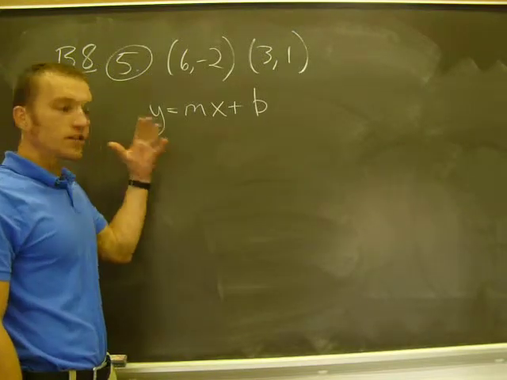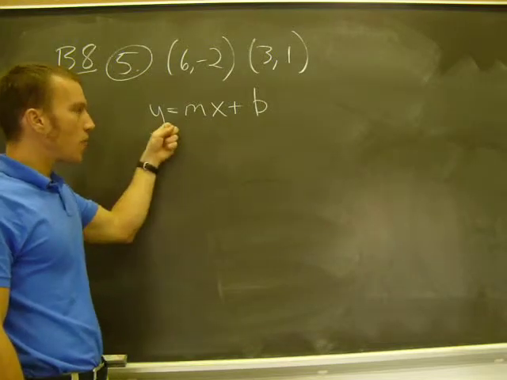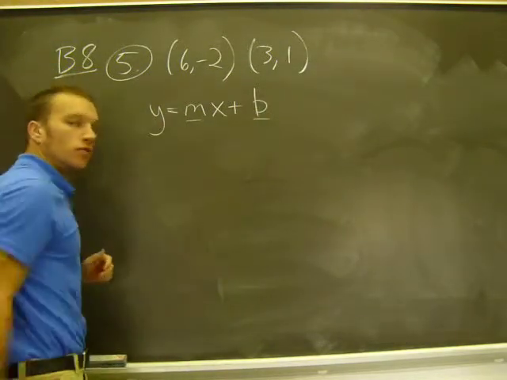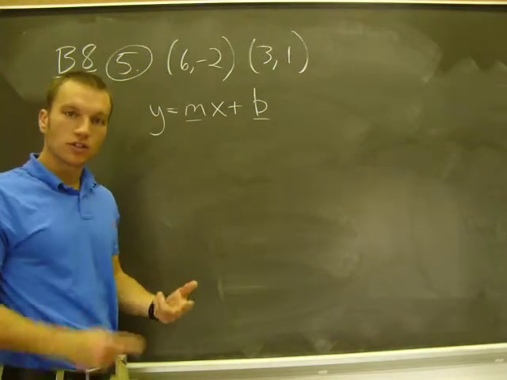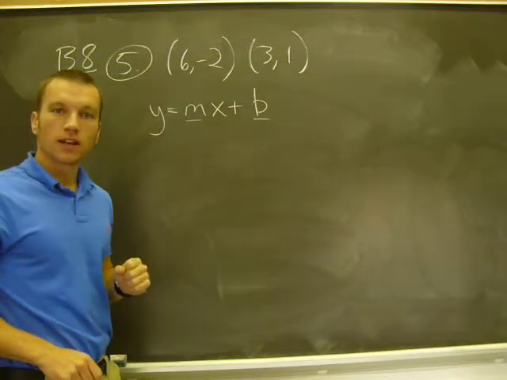The equation of a line in slope-intercept form is y equals mx plus b. The x and the y are the variables, so what we need to do is find those two numbers, m and b. If we can do that, then we'll have our answer. So it's a two-step process. First, find the slope. Next, find the intercept.